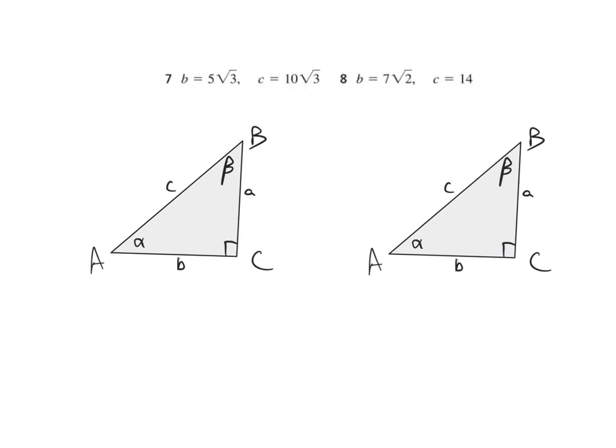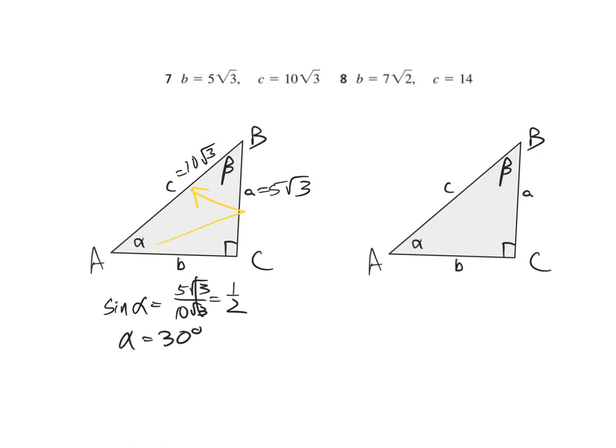Number 7, B is 5 square root of 3. C is 10 square root of 3. Again, we don't know anything. So we're going to use our sine function. You could go to beta and use cosine, do A over C. So let's just do sine of alpha is equal to 5 square root of 3 over 10 square root of 3, which is 1 half. Where is the y value 1 half? At 30 degrees. And that means beta is 60 degrees.